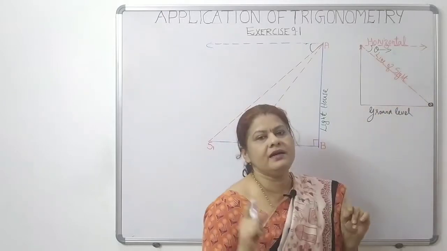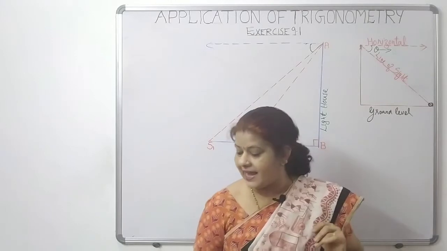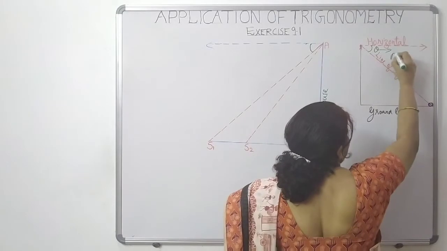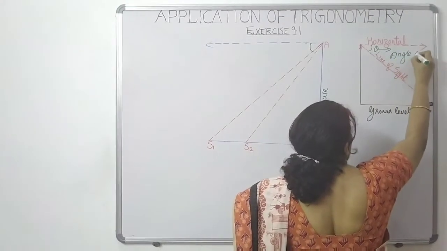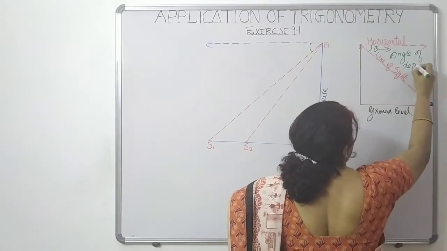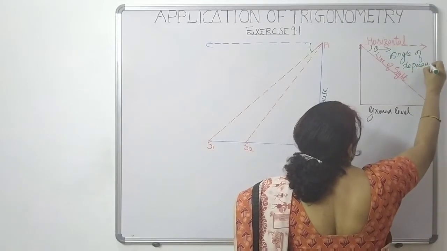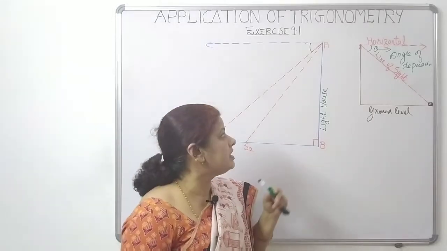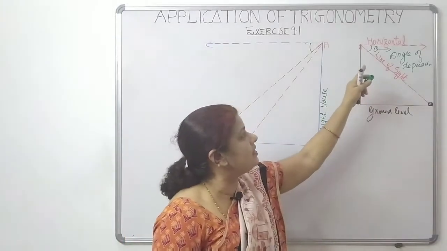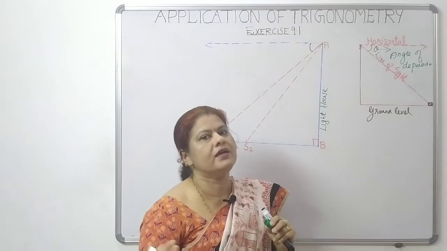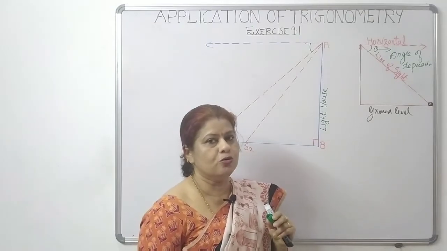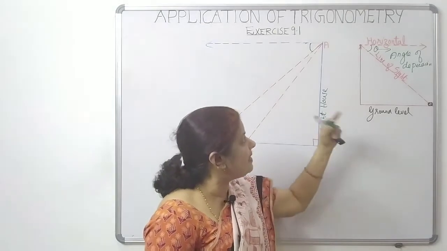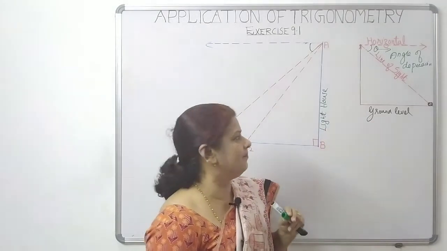So this angle is known as the angle of depression. This is the angle of depression. Okay, angle of depression. So angle of depression is the angle formed between the line of sight and the horizontal level when the object is below the eye level of the observer, or below the horizontal, we can say.